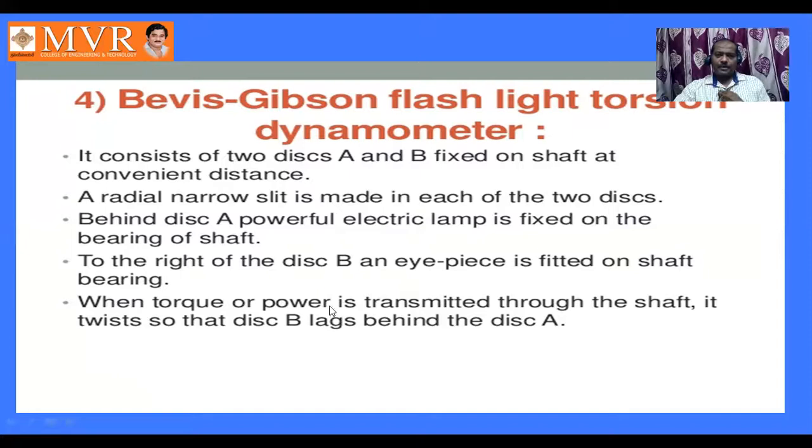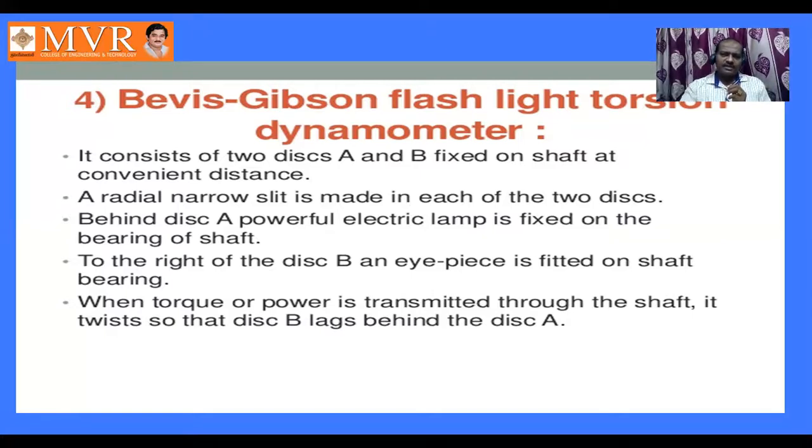When torque or power is transmitted through the shaft, it twists so that disc B lags behind disc A. That means when A is rotated, B is not rotating at the same position. Definitely there is going to be a difference. The difference can be measured by using the light rays, that is, the angle can be measured.